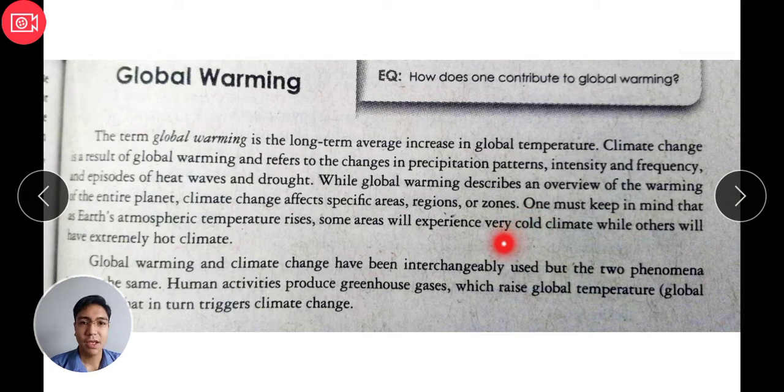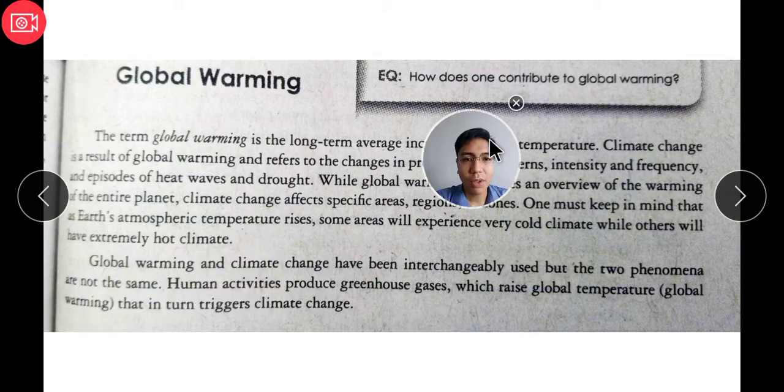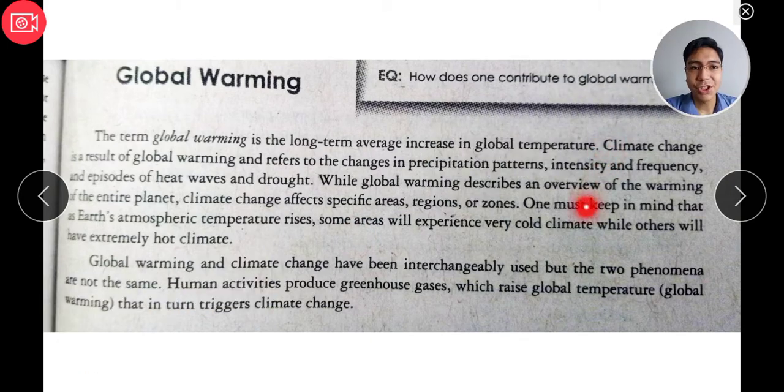So tandaan natin, when the Earth's atmospheric temperature rises, tumaas ang temperatura ng ating Earth, some areas will experience very cold climate, okay, and others extremely hot climate. So global warming and climate change have been used interchangeably, napagpapalit natin ito. What actually magkaiba yan? Hindi sila parehas. Human activities produce greenhouse gases, and those greenhouse gases raise global temperature that triggers climate change.